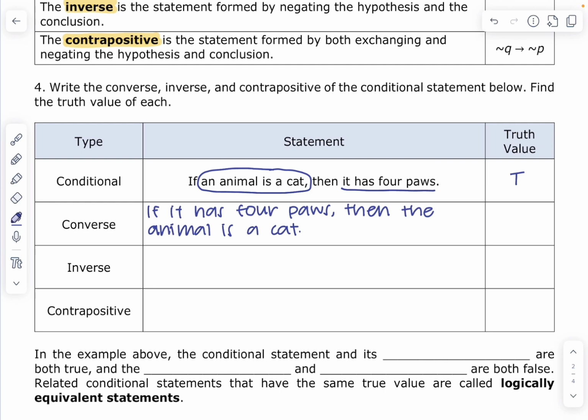Okay, let's determine our truth value. Is this true or false? If it has 4 paws, then does it have to be a cat? I would say that this is false. If we're thinking of a counterexample, we need to think of something that does have 4 paws, but that is not a cat. I'm thinking of a dog. A dog has 4 paws, but is not a cat.